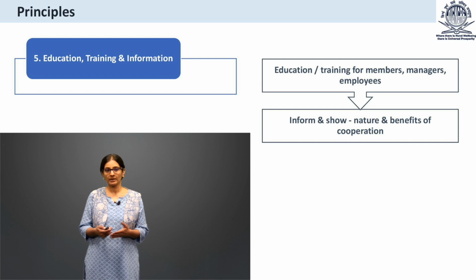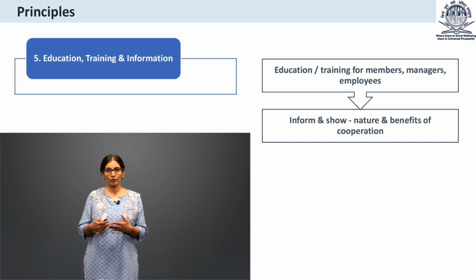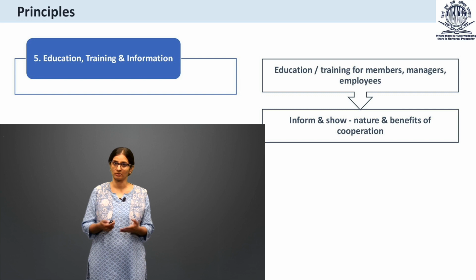Principle 5, education, training and information. Cooperatives provide education and training for their members, for their elected representatives, for the employees, for the managers, so that they can contribute effectively to the development of their own cooperative. Actually, being a part of a cooperative is itself a learning experience, and in a way cooperatives inform and show the general public, particularly young people, the nature and benefits of cooperation.